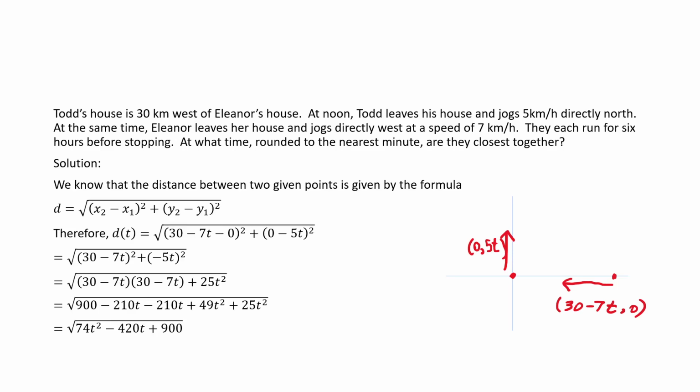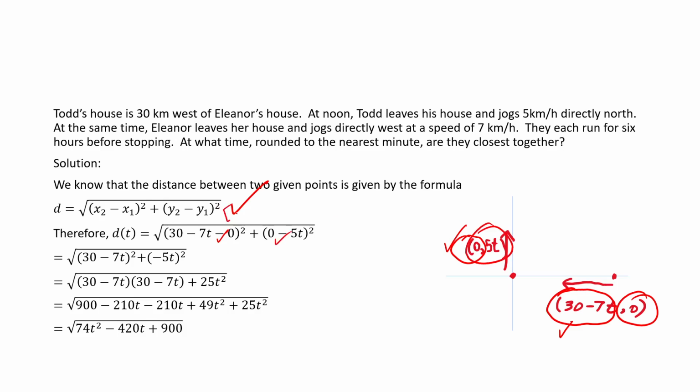Now, we know that the distance between two points is given by a particular formula: the square root of (x2 minus x1) quantity squared plus (y2 minus y1) quantity squared. So we're going to say Eleanor's coordinates will be x2 and y2, and Todd's coordinates will be x1 and y1. So we can say x2 minus x1 will be 30 minus 7t minus 0, and y2 minus y1 will be 0 minus 5t.